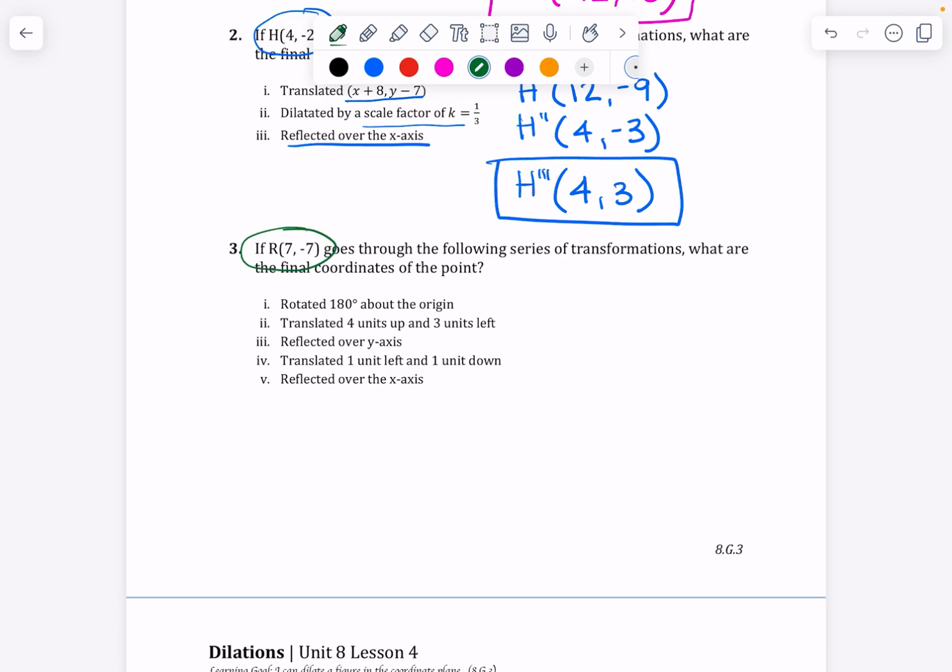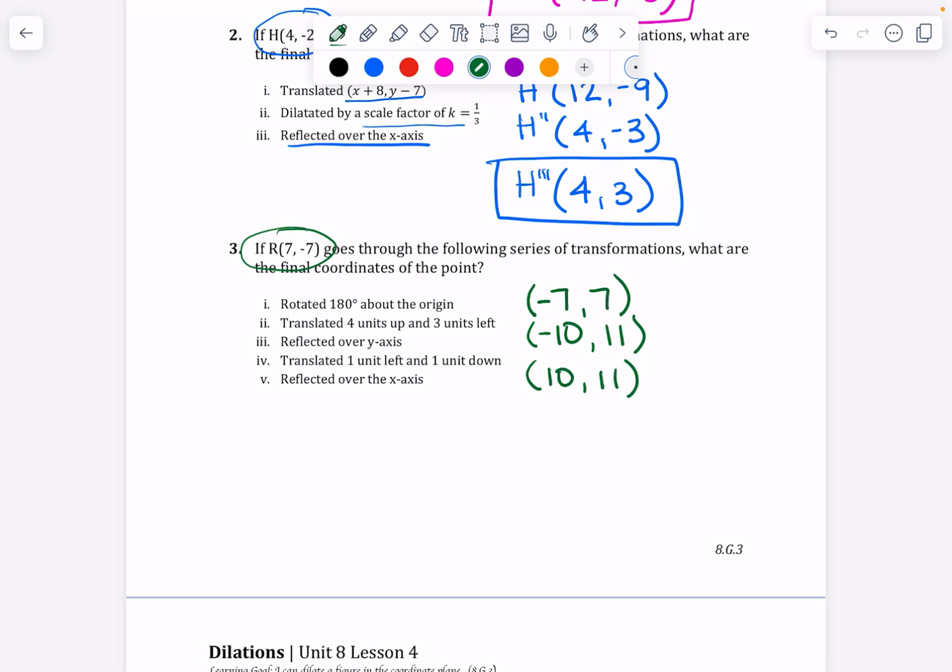Okay, our last point is 7, -7, and it goes through these transformations. If I rotate it 180 degrees around the origin, that just means that the points change to the opposite, so -7, 7. Translate it up 4 and left 3. If I'm going left 3, that means I'm subtracting from the x. Going up 4 means I'm adding to the y. Reflecting over the y-axis means that the y will stay the same and the x changes to the opposite.